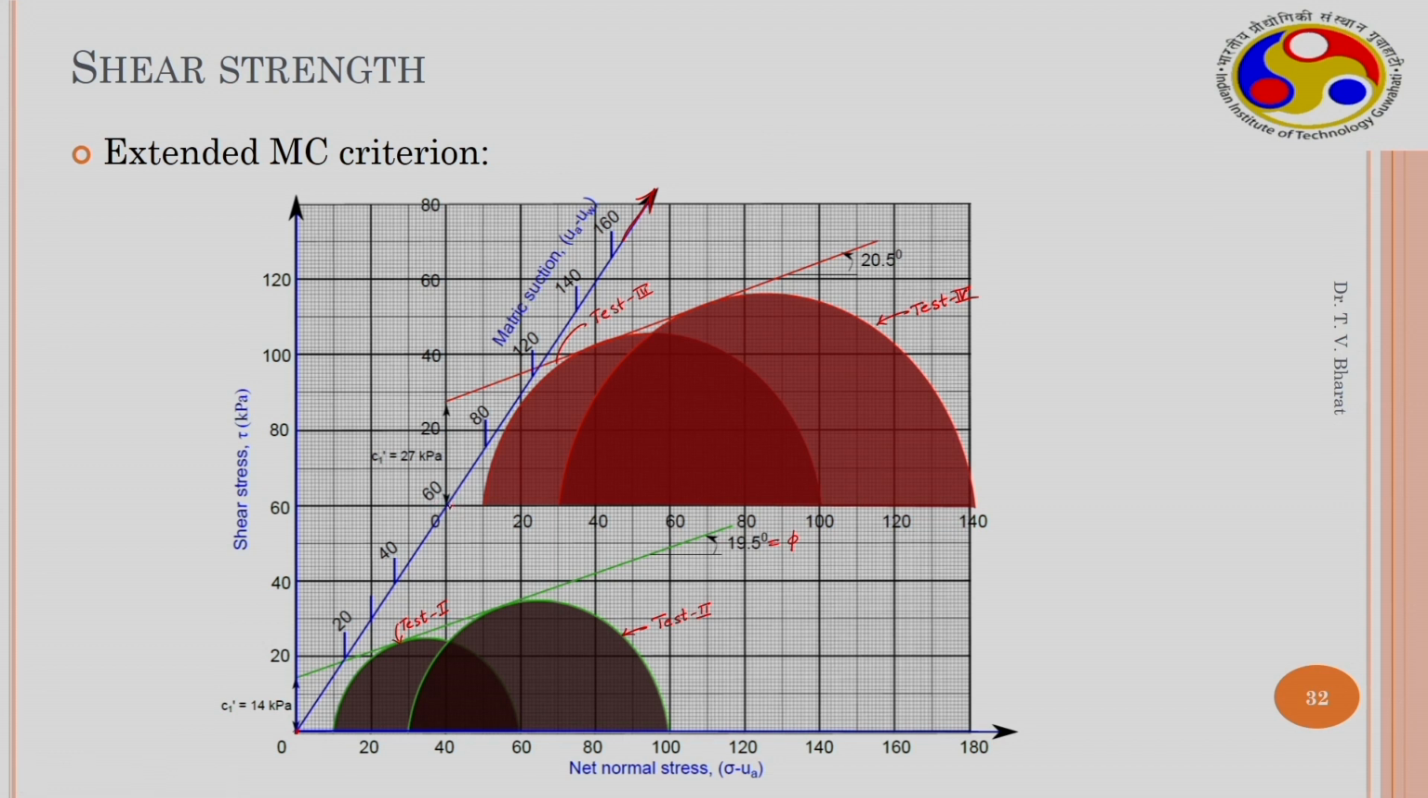Similarly, at UA minus UW value of 60 kilopascal, these tests are conducted. This is represented in this manner, and this line is the failure plane line, that is 20.5 degrees, which is nearly parallel to this line, because the values are very close.